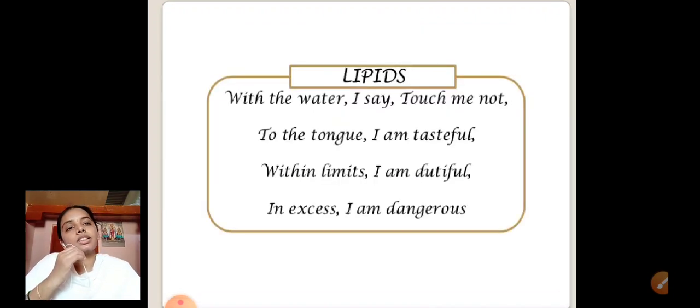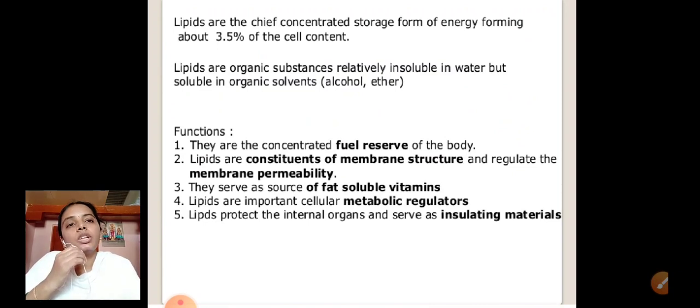So next one is lipids. Lipids are the chief concentrated source of energy. They are present as 3.5% of the cell content. Lipids are organic substances that are relatively insoluble in water, but soluble in organic solvents like alcohol and ether.